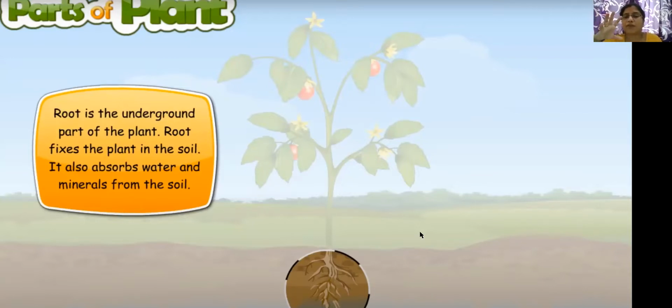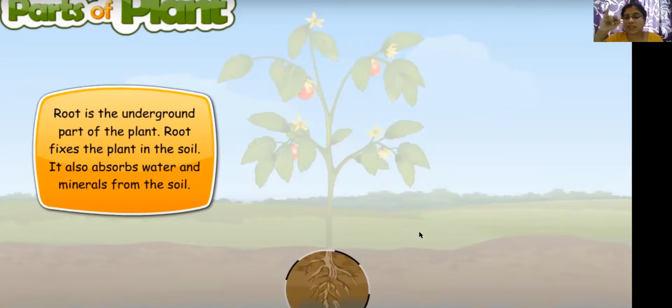It is just like the foot of our body. Our foot makes us stand flat on the ground. We can stand strongly. The same way, root fixes the plant in the soil. It makes the plant steady in the soil. Also, it absorbs. See, what do we give for the plant? Do we give different types of food items, pizza, burger, or rice and dal? No, right? We need to just give water to the plant.